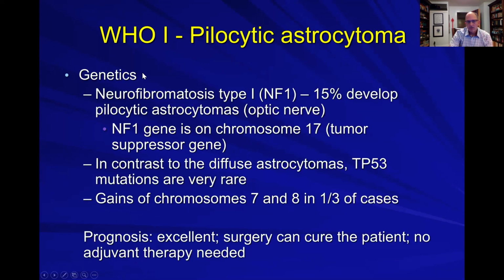As far as any sort of genetics, you have to think about NF1. So NF1 patients, 15% of them will develop these types of tumors, especially in the optic nerve. Remember, the NF1 gene is on chromosome 17. It's a tumor suppressor gene. In contrast to the other astrocytomas that we'll talk about, TP53 mutations are very, very rare in this tumor.